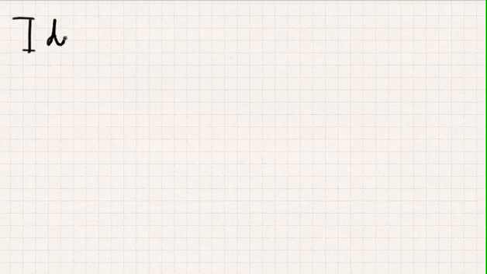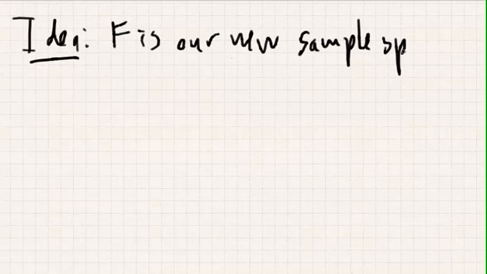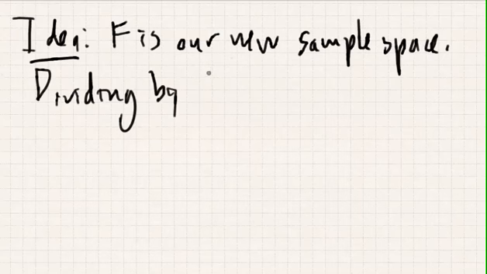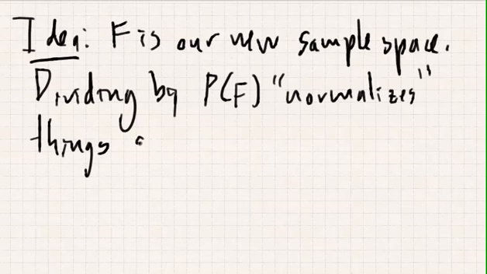And the idea is really that F is our new sample space. That's what's really happening when we do this. So dividing by the probability of F normalizes things. It normalizes the probabilities so that F is the new sample space.